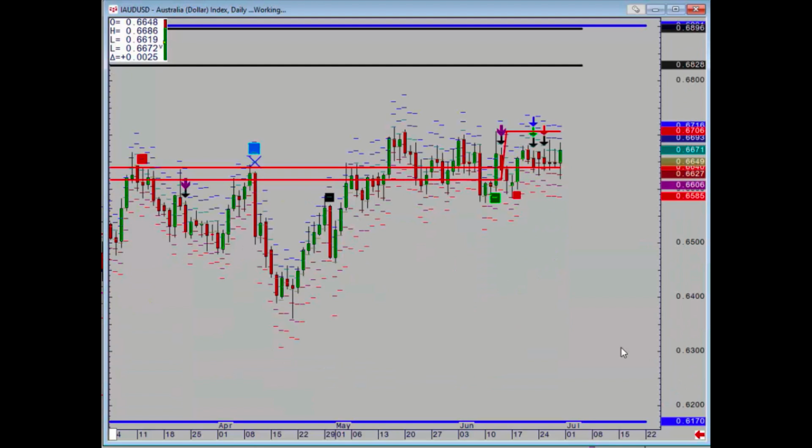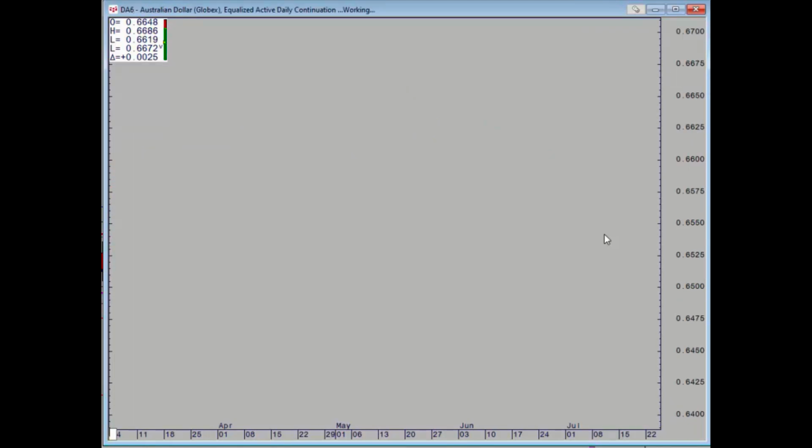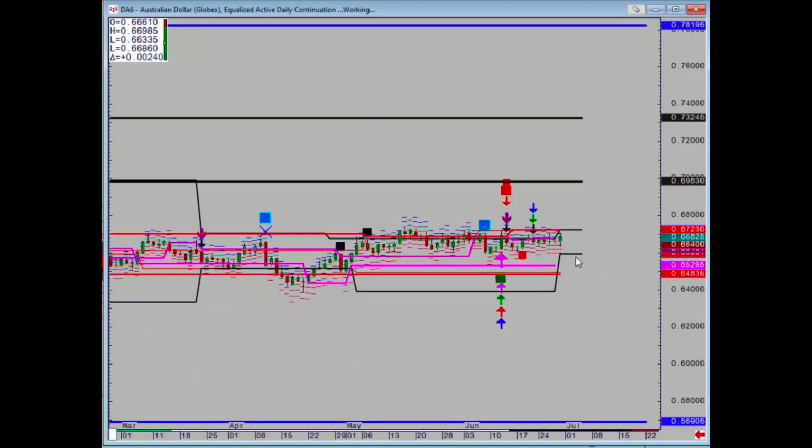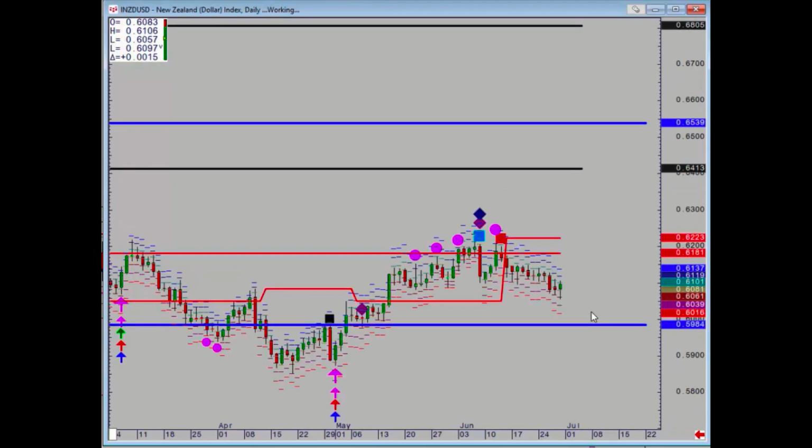Aussie dollar just going sideways, 67.06 above. We're going to need the futures as the reference on the downside, and that is a new weekly level at 65.94.5. So daily close below there would be negative. Daily close above 67.23 is positive. Kiwi stuck in the middle of the range.